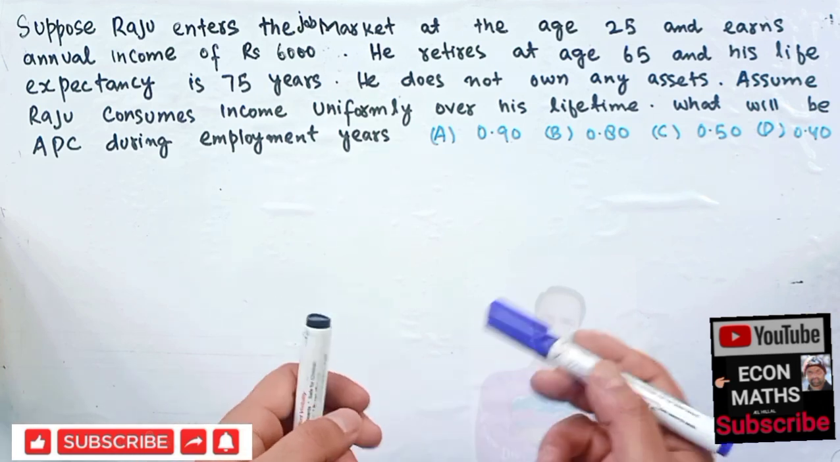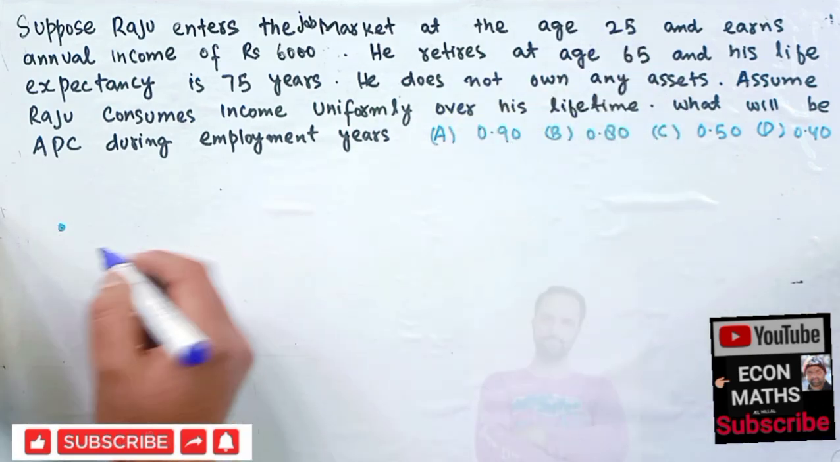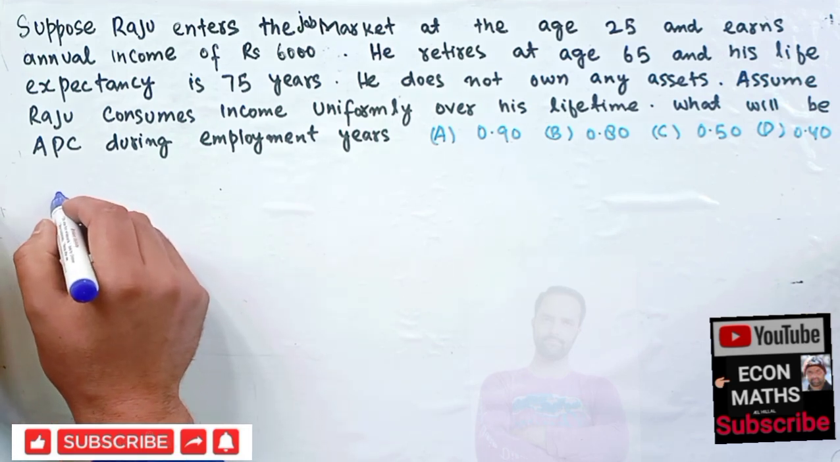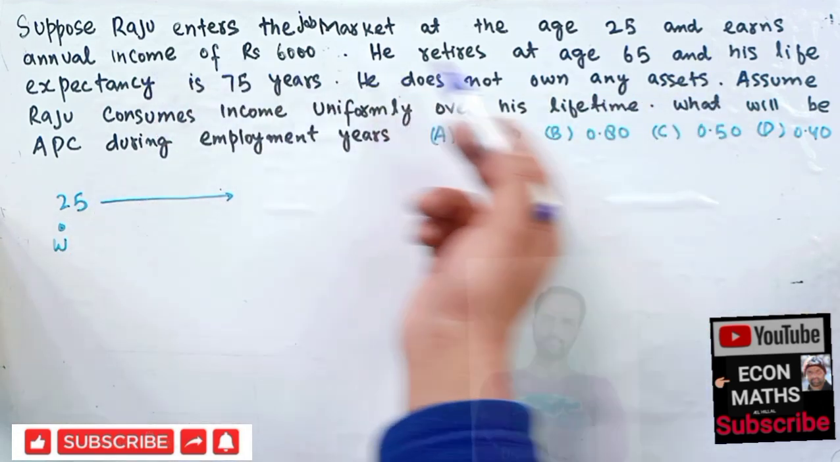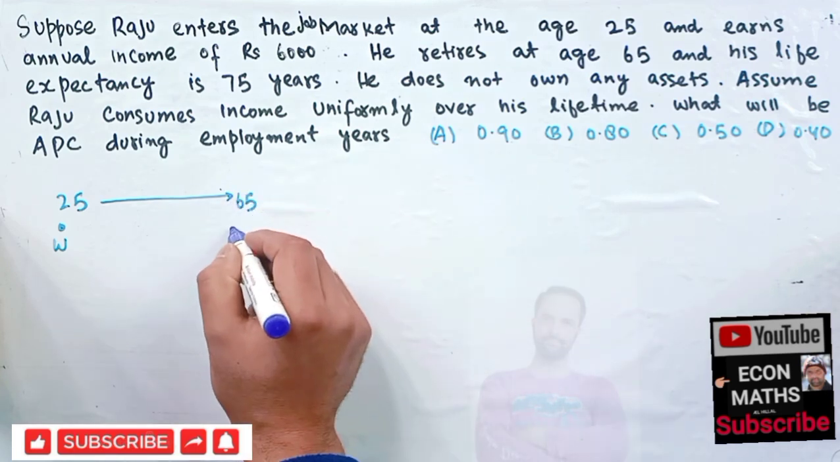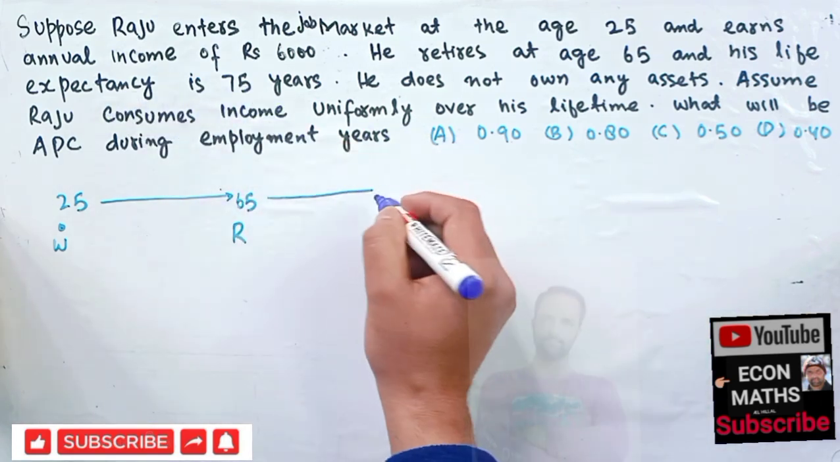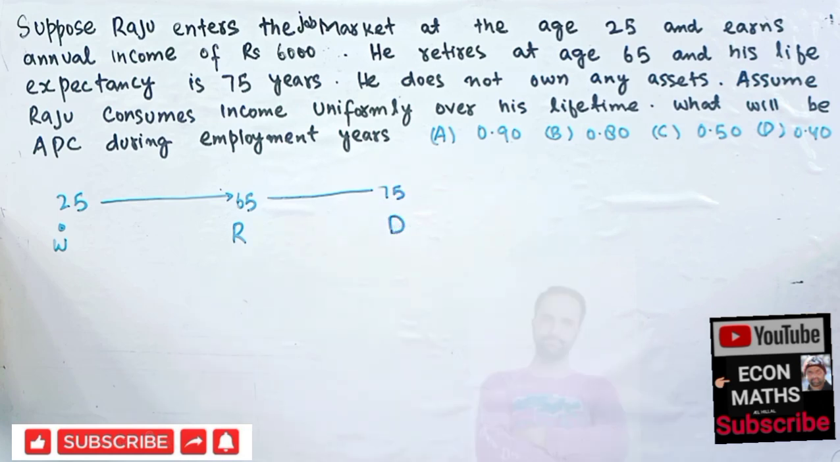Okay, so this question is straightly from the life cycle hypothesis. What we are being given here, a person starts working at the age of 25, let us write it here. Also we are being told that he retires at the age of 65. Let us write here 65, and R denotes the retirement. Okay, and he is expected to die at the age of 75. Let us write here 75, and let us denote D as the death. Okay, he does not own any assets. Okay, we need to find out the average propensity to consume.